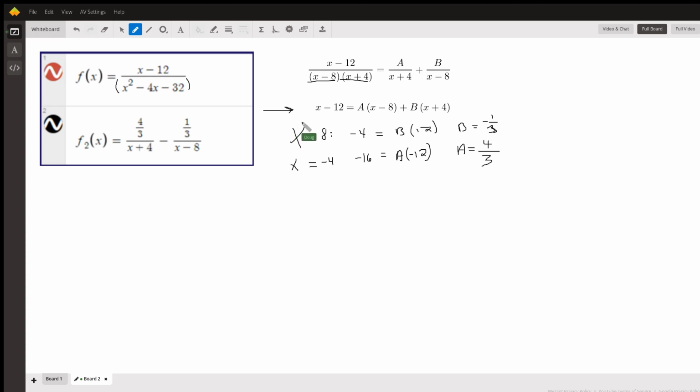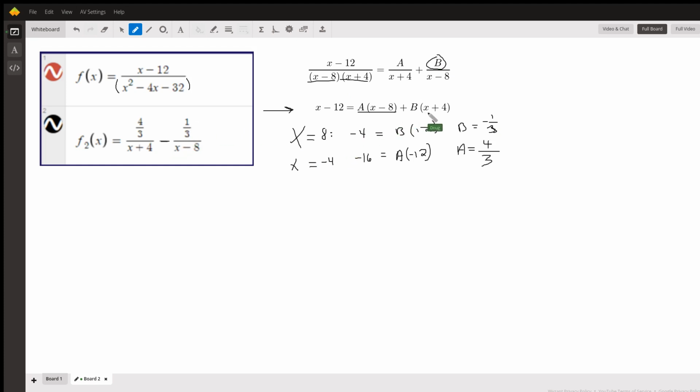And now most textbooks will tell you to distribute the a, distribute the b, collect like terms, and then equate coefficients. But in some cases, it's a lot easier just to let x equal, for example, 8, and the a will disappear because this term becomes a 0. And negative 4 equals b times 12. So b equals negative 1/3. That goes right here. That's where this came from.